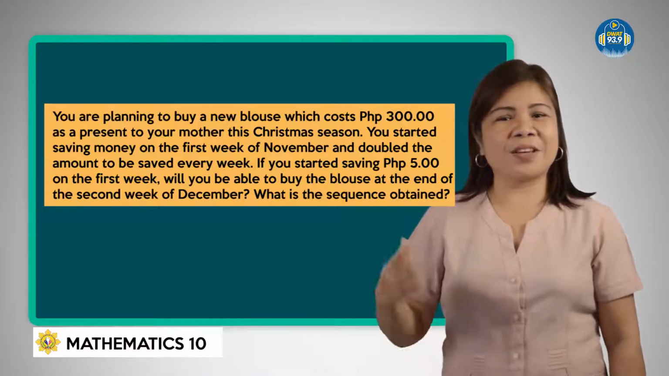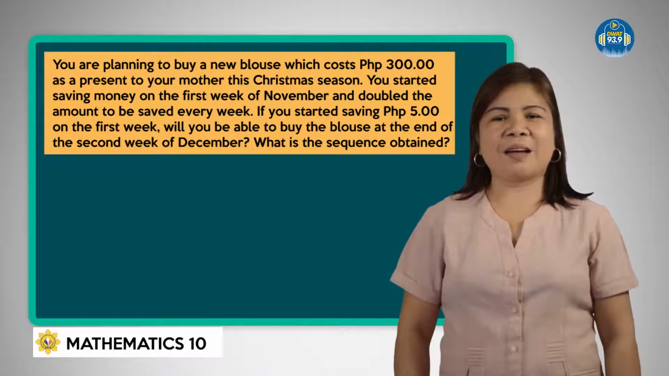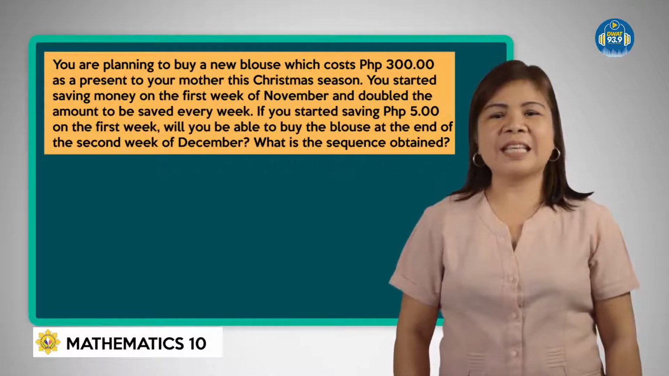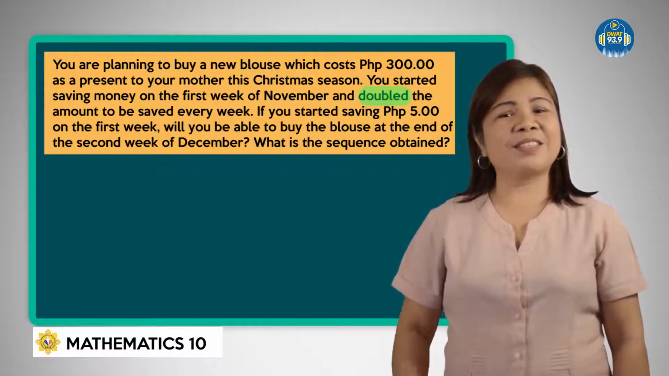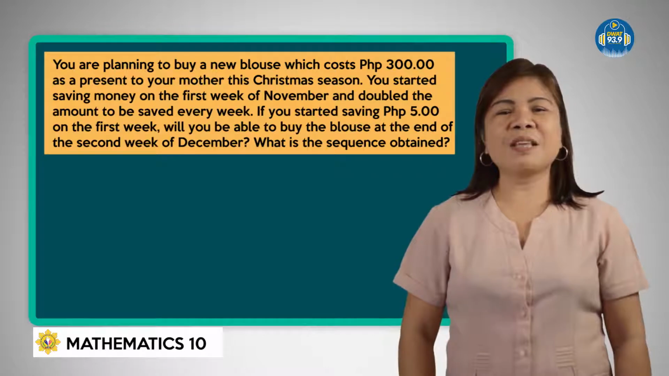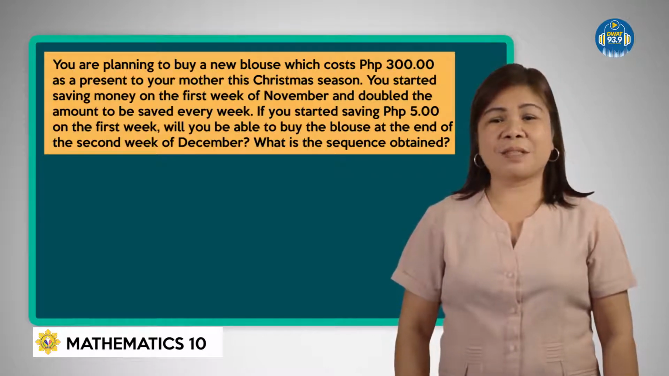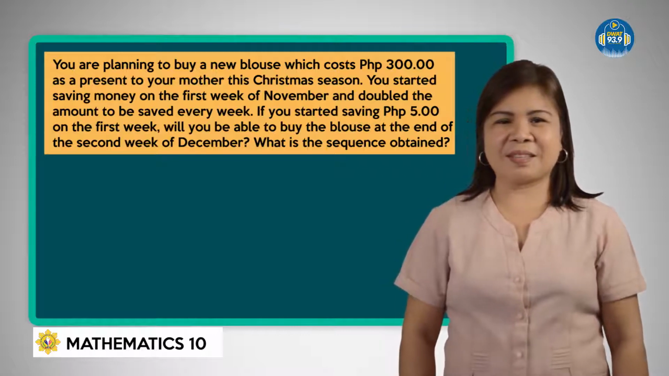What is the sequence obtained? To solve the problem, you must analyze accurately the given situation. The amount to be saved is doubled every week. Therefore, we must multiply the preceding terms by 2 in order to obtain the succeeding terms.